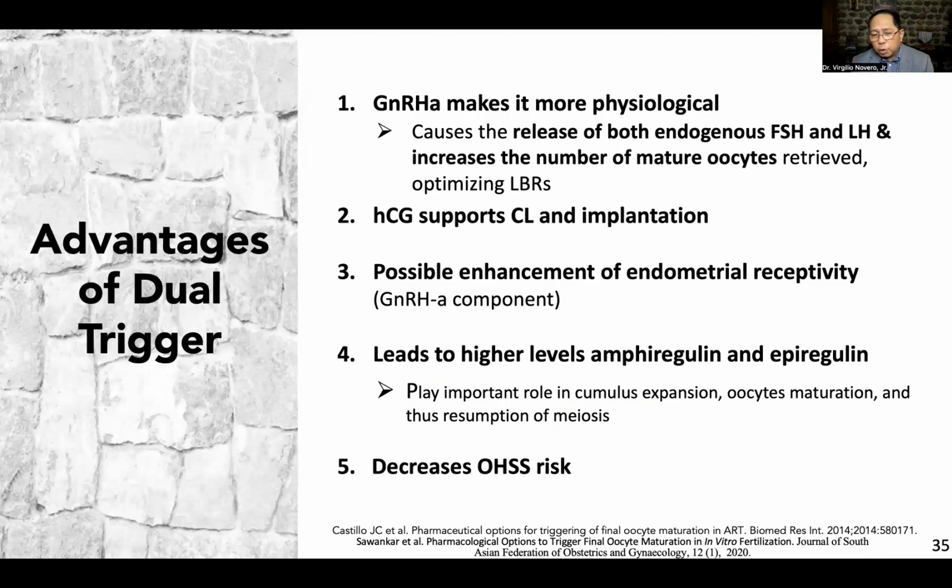So the advantages of dual trigger appear to be that it makes it more physiologic. The GnRH agonist component releases both endogenous FSH and LH to increase the number of mature oocytes. The HCG portion will support the corpus luteum. It will potentially enhance endometrial receptivity, and it will lead to higher levels of amphiregulin and epiregulin, which are important in cumulus expansion and oocyte maturation, and of course, decreases your OHSS risk.